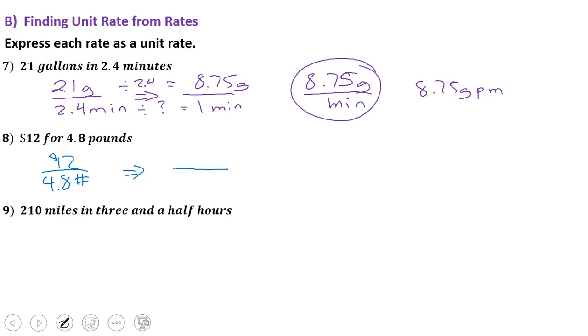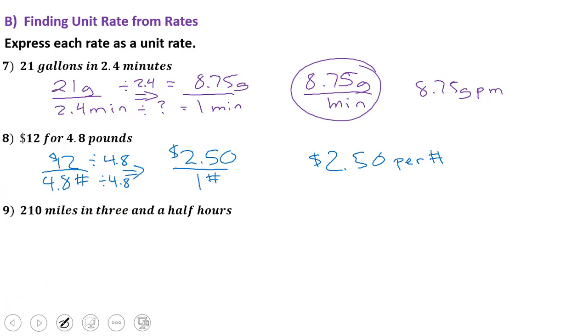So we want to come over here and we want 1 pound, right? We want to know how much it costs for 1 pound. So the easiest way to do that is to divide by the denominator, 4.8. And when you take 12 and divide it by 4.8, you get 2.5, which is going to be $2.50 per pound. Okay, $2.50 per pound. Nice.